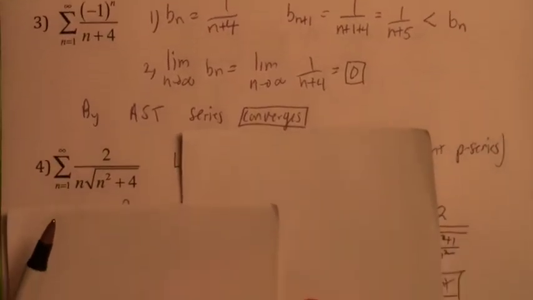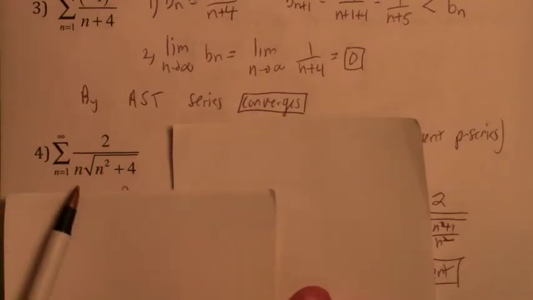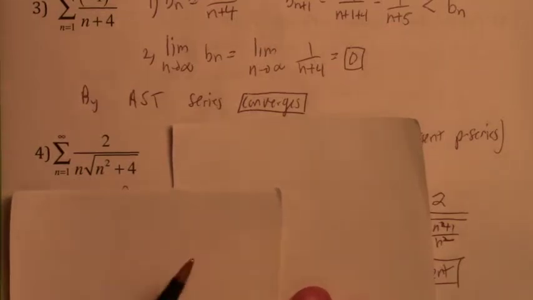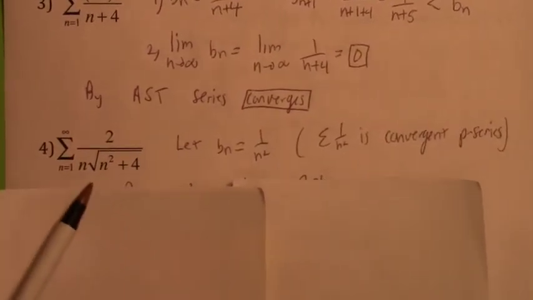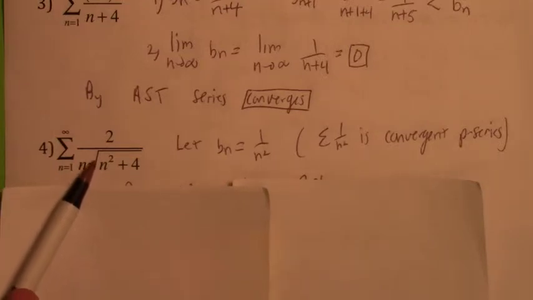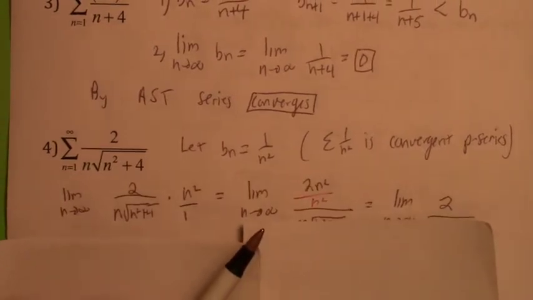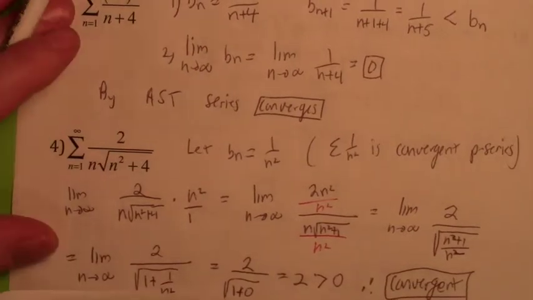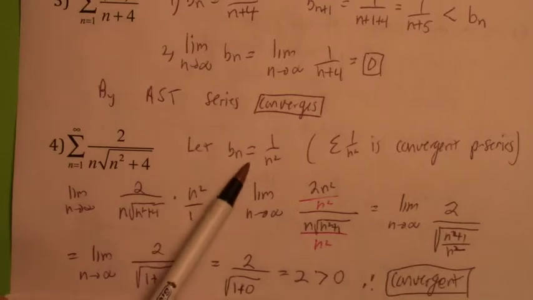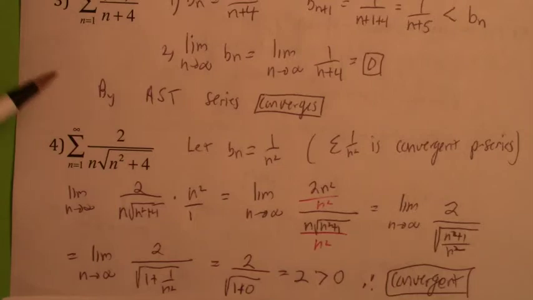How would you handle this one? The bottom is basically n to the 3/2 power? No, that's not right. The bottom is basically n squared, because when you have the square root of n squared, it's just an n. So you have an n times an n, you get 1 over n squared. So I'm going to use the limit comparison test with B sub n equal to 1 over n squared, because the sum of 1 over n squared is a convergent p series.